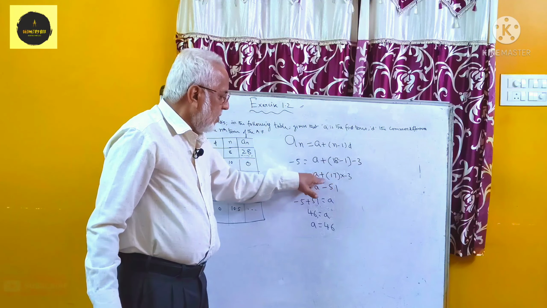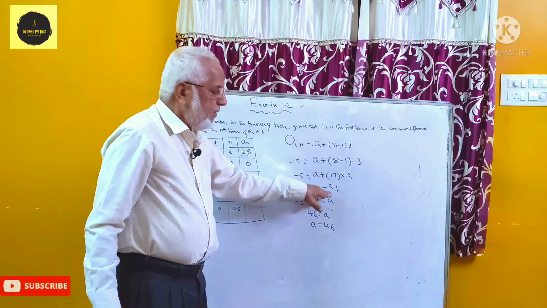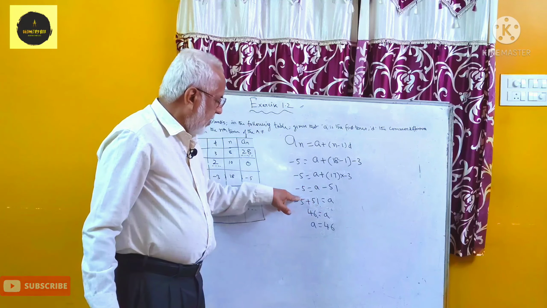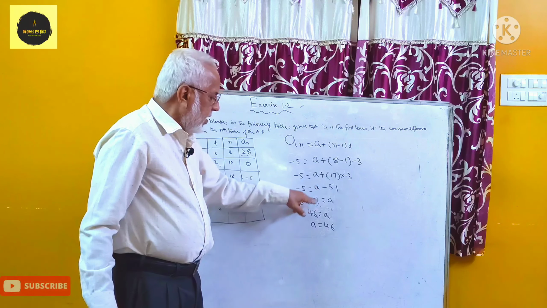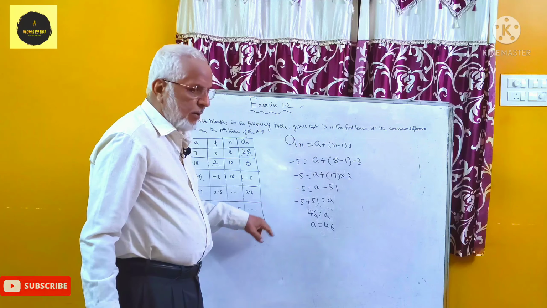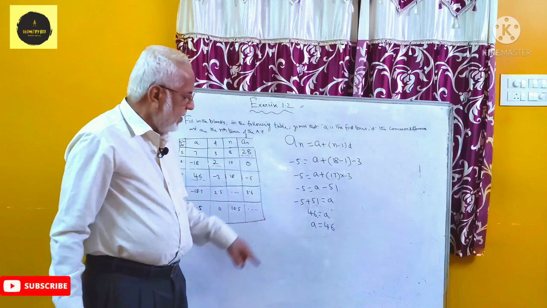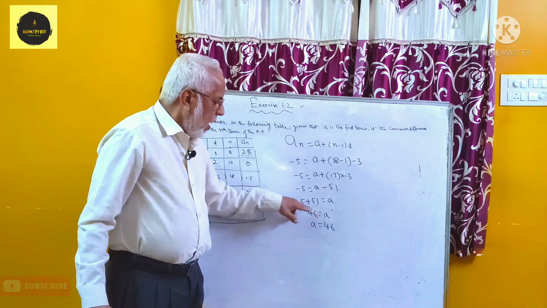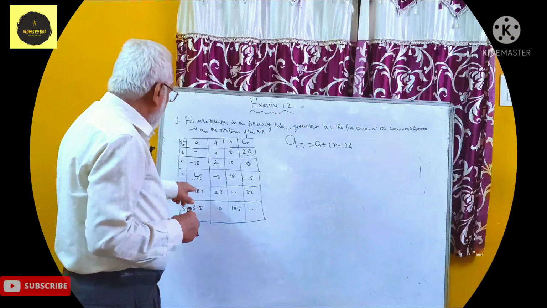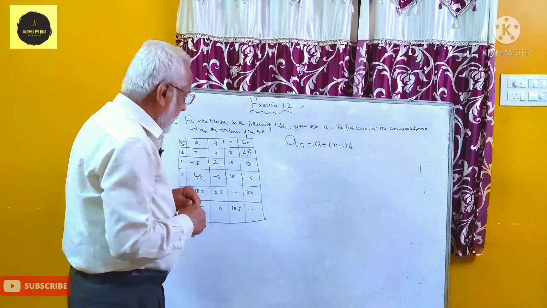Then again minus 5 is equal to A. Do not go to write plus. First of all, multiply plus into minus, minus 3 into 17, 51. Then again minus 5 is equal to A minus 51. Transfer minus 51 to the left hand side, it becomes plus 51. Subtract 5 from 51, it is 46. Then 46 is A, or A is equal to 46.